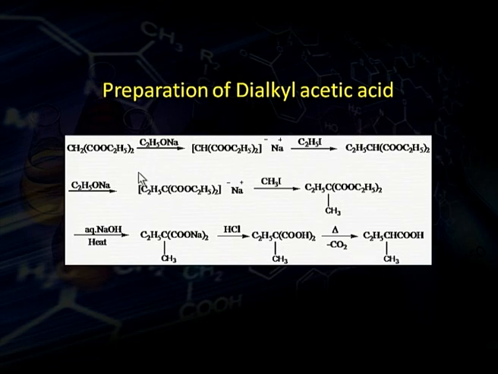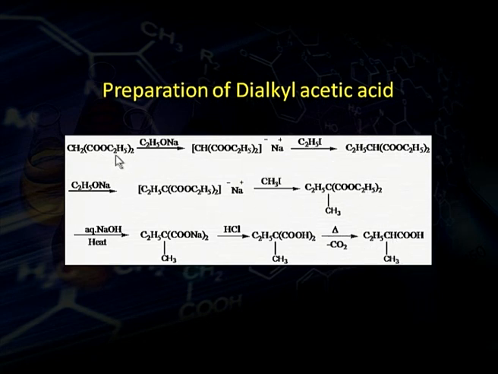In a similar way, we can synthesize dialkyl acetic acid. This acetic part comes from malonic ester. So, it has two parts, two alkyl groups. One is ethyl, the other is methyl. For the substitution of this ethyl and methyl, we will prefer first of all ethyl iodide because the bigger group is substituted first, then comes the lighter group.